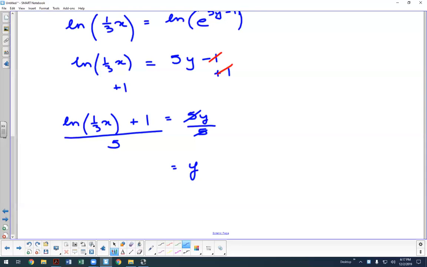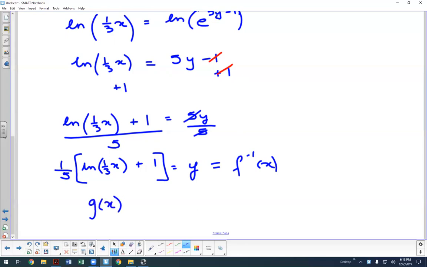Instead of leaving this with this whole mess that we have here, divide by 5, I'm actually going to write it as 1/5 on this whole thing of natural log of 1/3 x plus 1. And then once you get y by itself, normally we replace it with our inverse notation, but with logarithms we don't really use that inverse notation. So since we're using f of x for the original function, let's just use g of x here, 1/5, and this will be your inverse function.